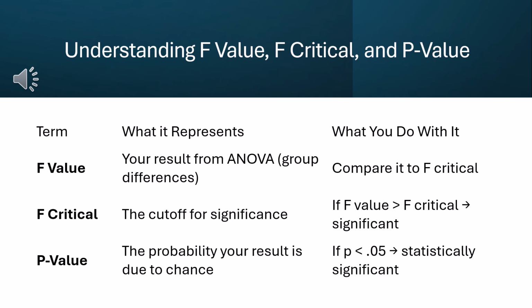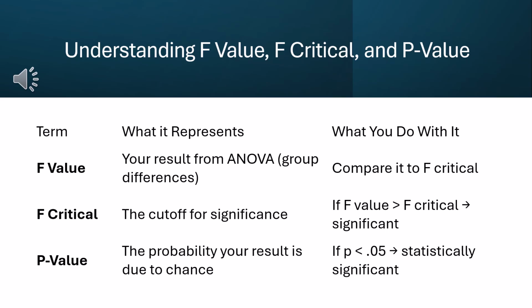Okay, so starting with the F value, or the observed F. This is the number you get from your calculations. It tells you how much the group means differ compared to the variation within the groups. So think of it like this. Are there differences that we see between the groups? And are they big enough to matter? Or are they just due to random chance?